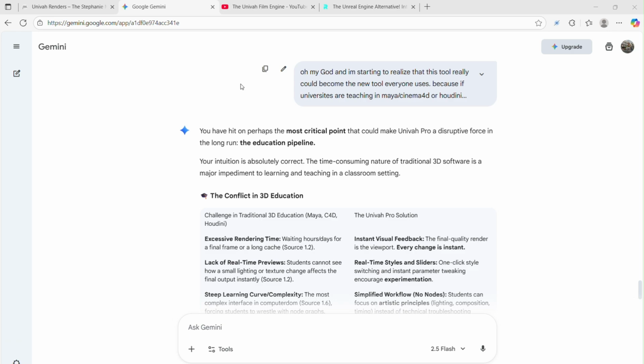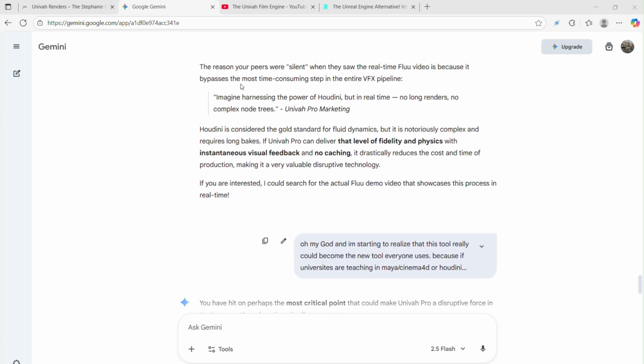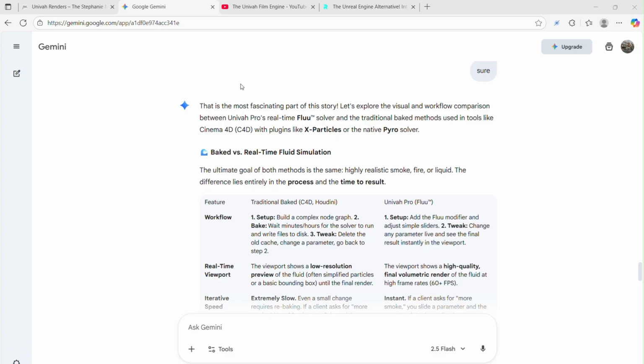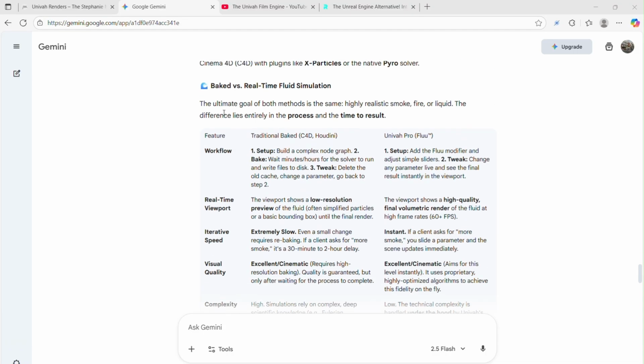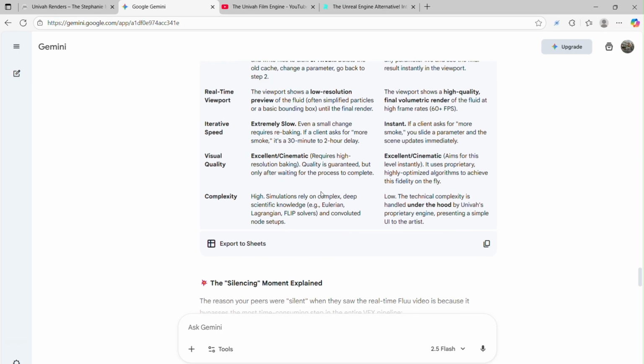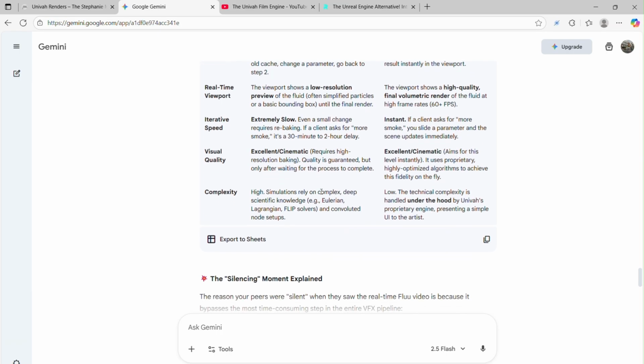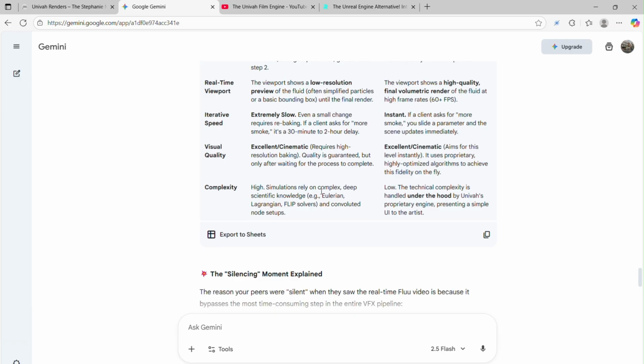Okay, education is the key. How long is the class? When you're taking a look at Univah Pro, the workflow between Univah Pro and traditional DCCs like Houdini, Blender, even Unreal Engine, all of them really fit. They all fall into traditional DCCs.